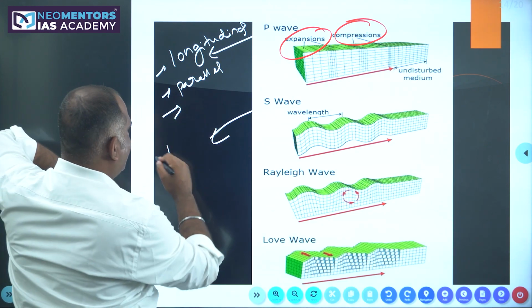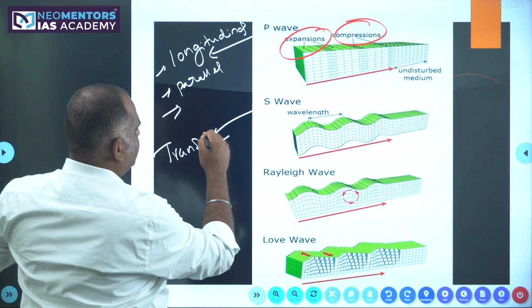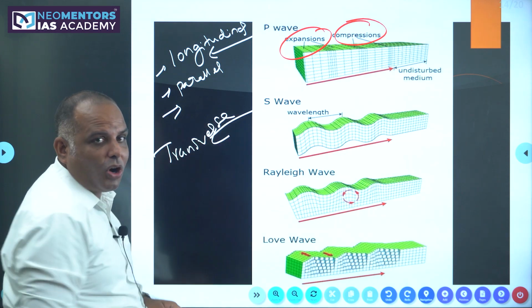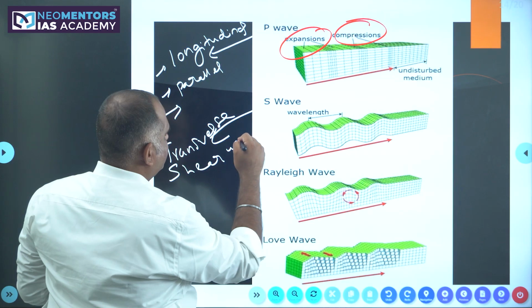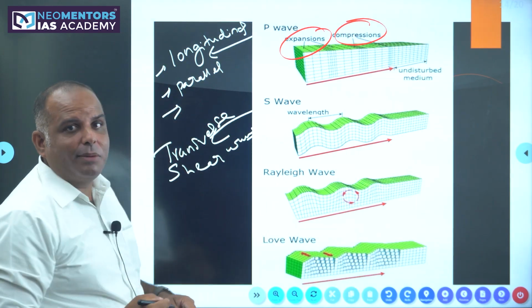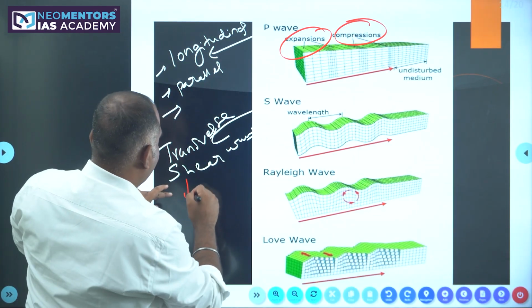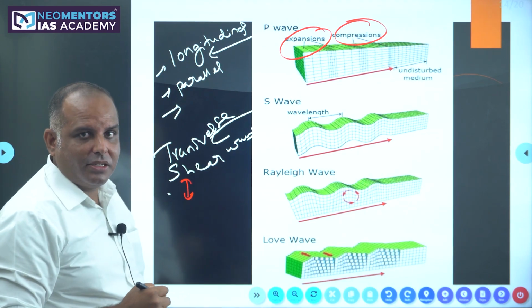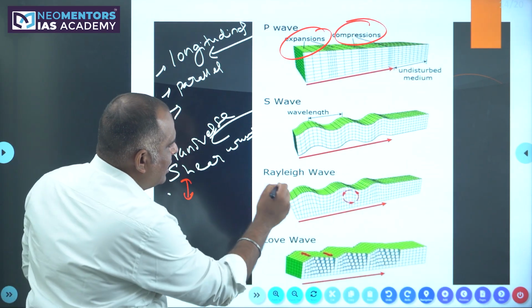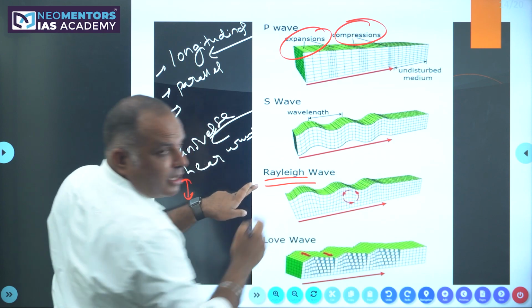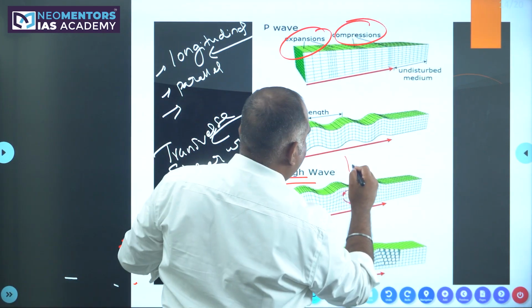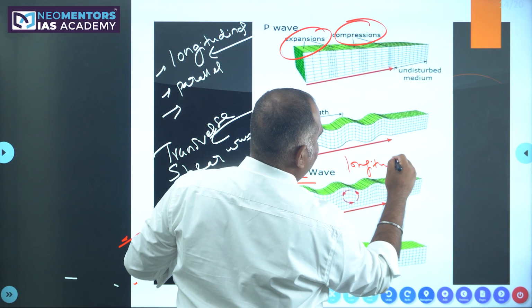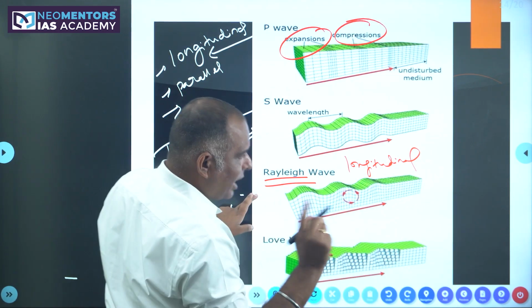they are transverse in nature. They are also called transverse or shear waves. Particle motion is perpendicular, right? In Rayleigh waves, the particle motion is both longitudinal as well as transverse.